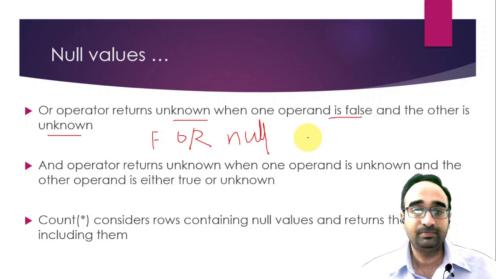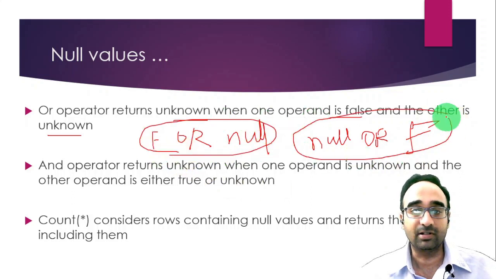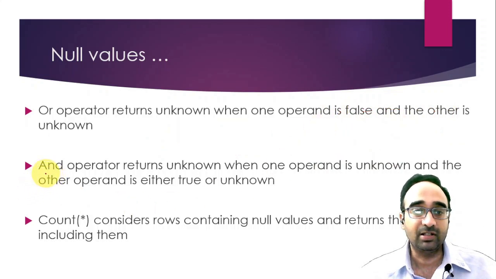So it is like this: false or null, it is going to return null. Again, either it is null or false, it is going to return null. These two cases are going to return null. In all other cases, it is true. And similarly we have another operator which is AND.